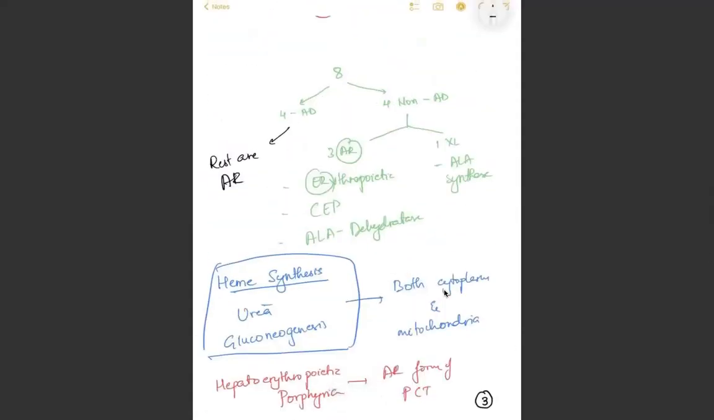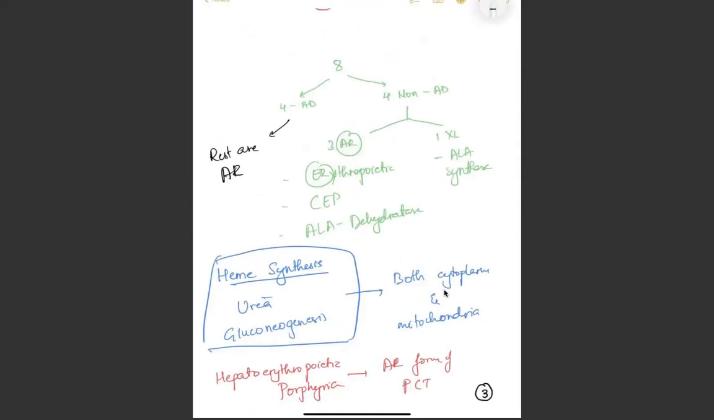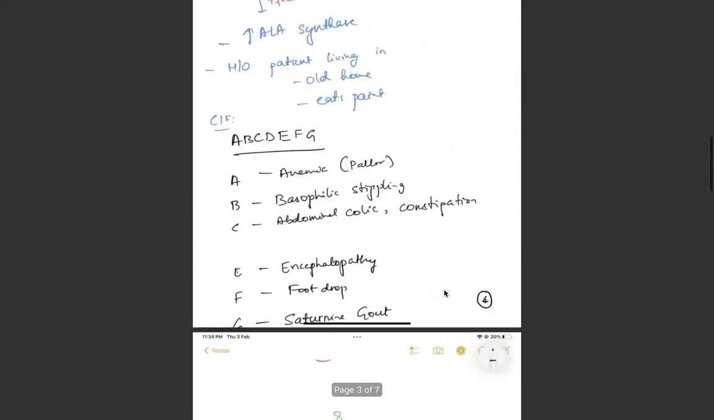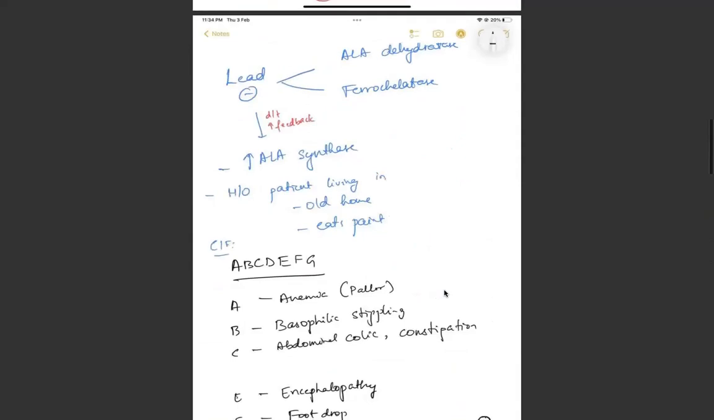Okay. Next, I will discuss lead poisoning. In lead poisoning, usually the heme synthesis pathway is affected. The main enzymes affected are ALA dehydratase and ferrochelatase. As these enzymes are inhibited by lead, due to the negative feedback pathway, ALA synthase enzyme will be increased.